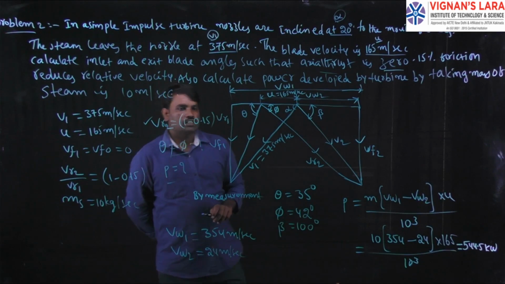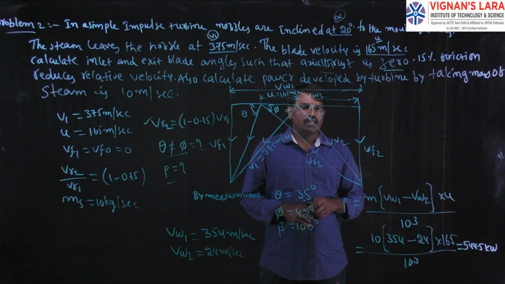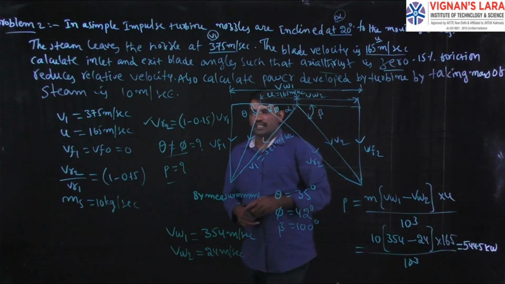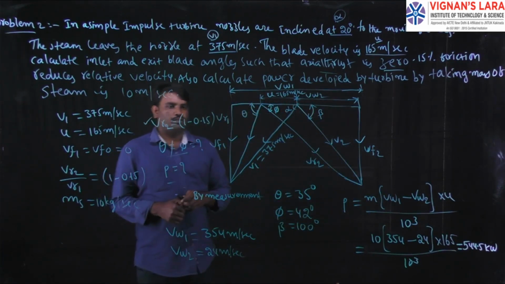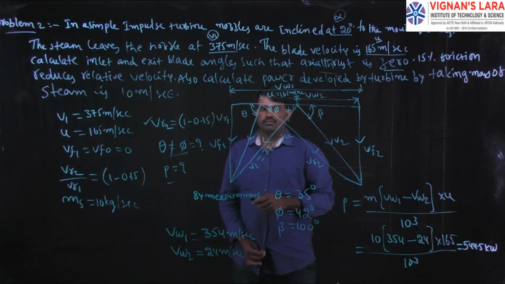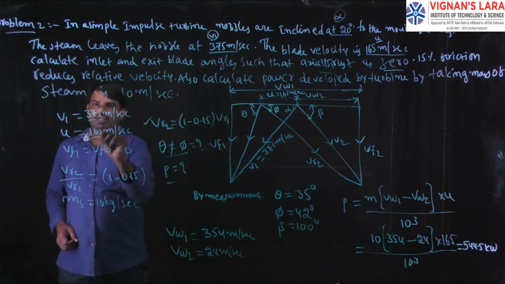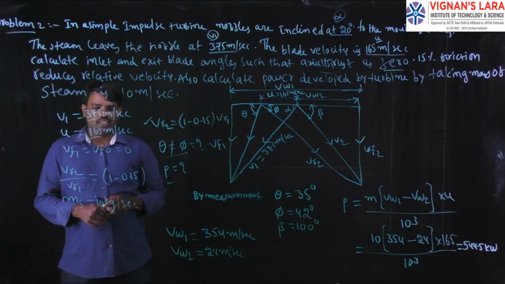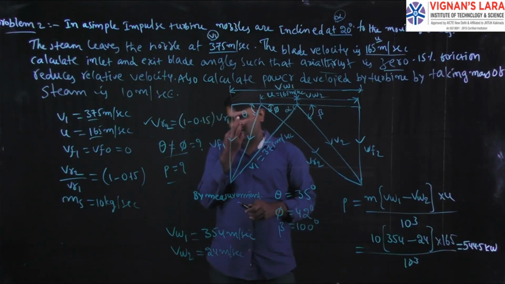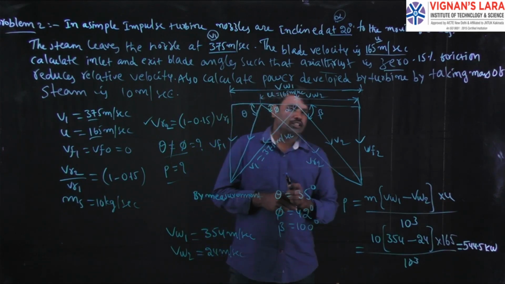So we have to find the relative velocity at exit by considering the 15% friction loss, the inlet blade angle theta and the exit blade angle phi, and the power developed by the turbine. Among the given data, the blade velocity is 165 meters per second, the nozzle exit velocity is 375 meters per second, and the mass flow rate of steam is 10 kilograms per second. Based on this data, we complete the combined velocity triangle by taking a suitable scale.